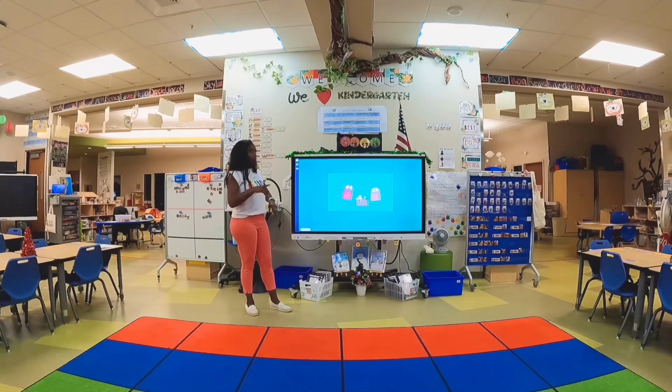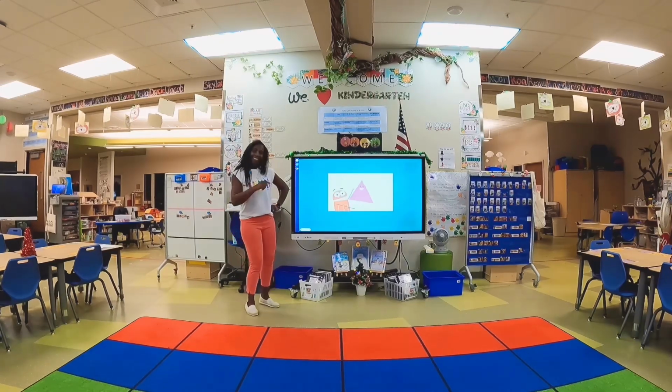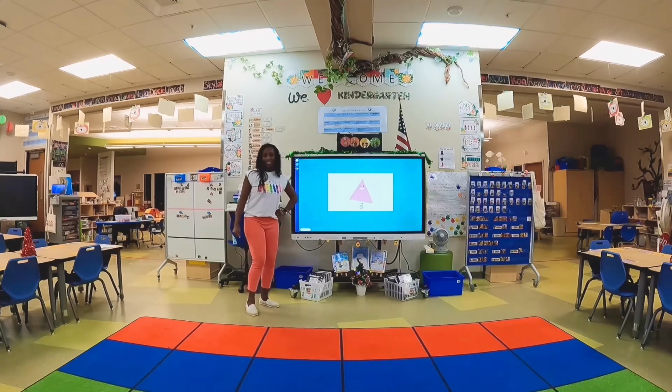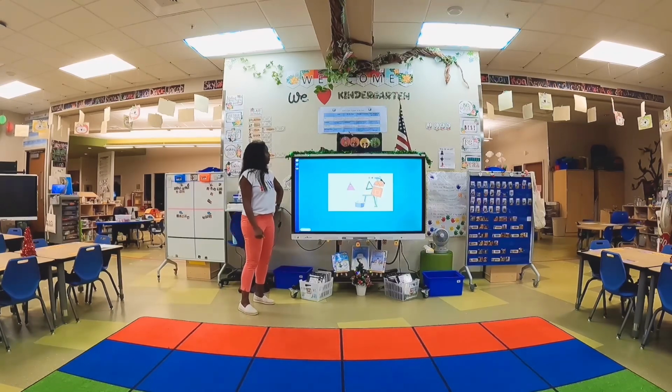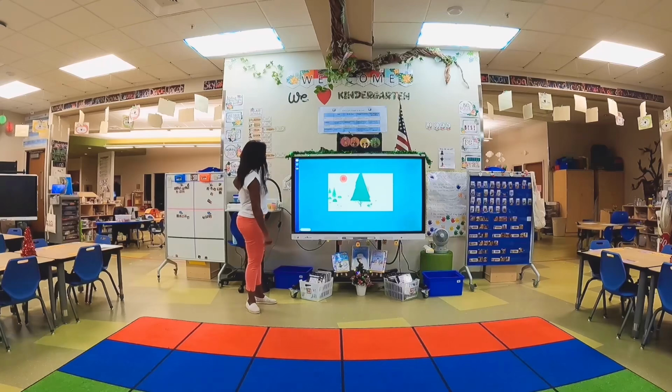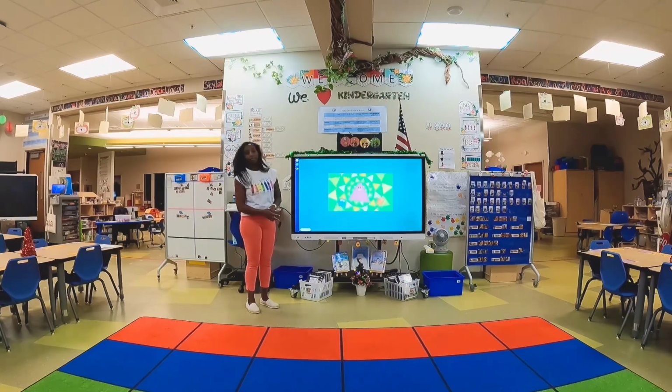What shape should we sing about next? Let's try triangle. I'm a triangle and I've got 3 sides. I'm a triangle, draw me with 3 lines. An arrow or a tree.